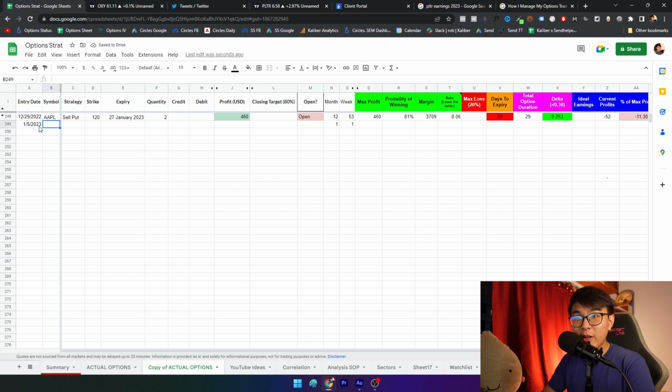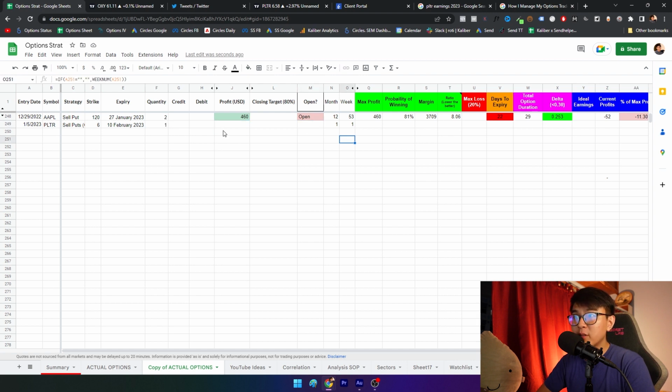Symbol, type in the ticker of the company you've chosen, which is Palantir. So it is PLTR. The strategy, I'll then put here sell puts, or if you want to put cash covered puts, that's also fine. The strike price will be $6. Expiry date would be the 10th of February 2023. Quantity, this depends on your appetite of how much you want to risk to earn money as well. For now, I'm only going to trade one contract.